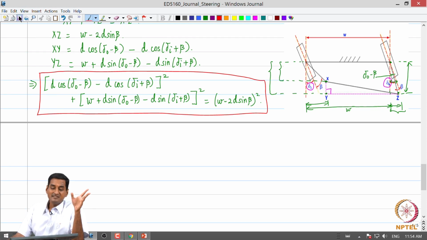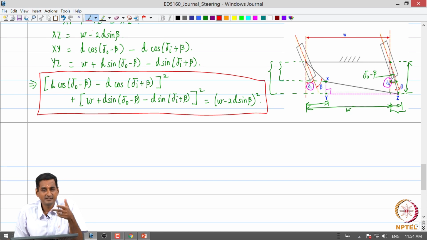We will revisit this expression tomorrow, and then we will discuss whether such a steering mechanism will indeed meet the Ackermann steering condition. So we will continue this discussion in the next class. Thank you.